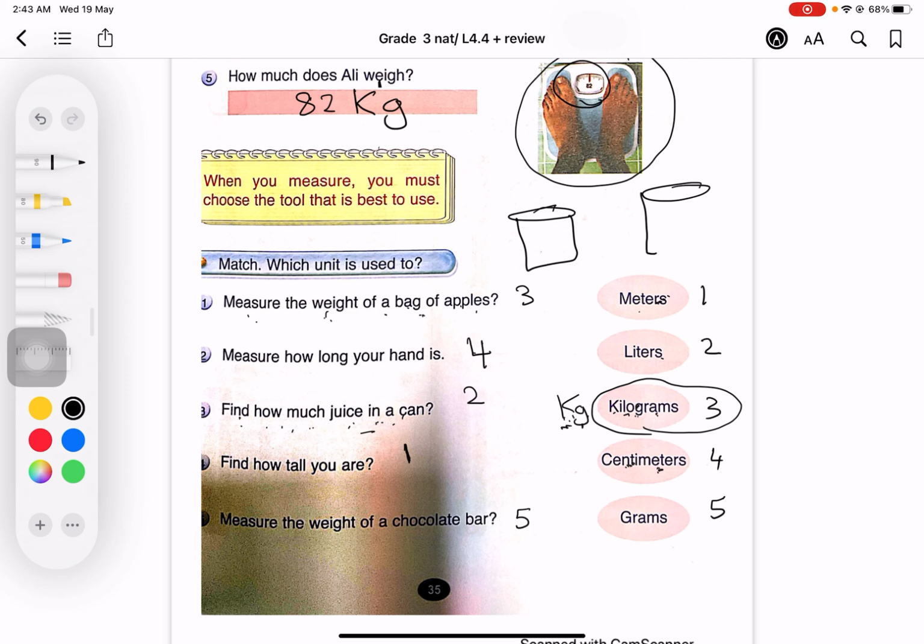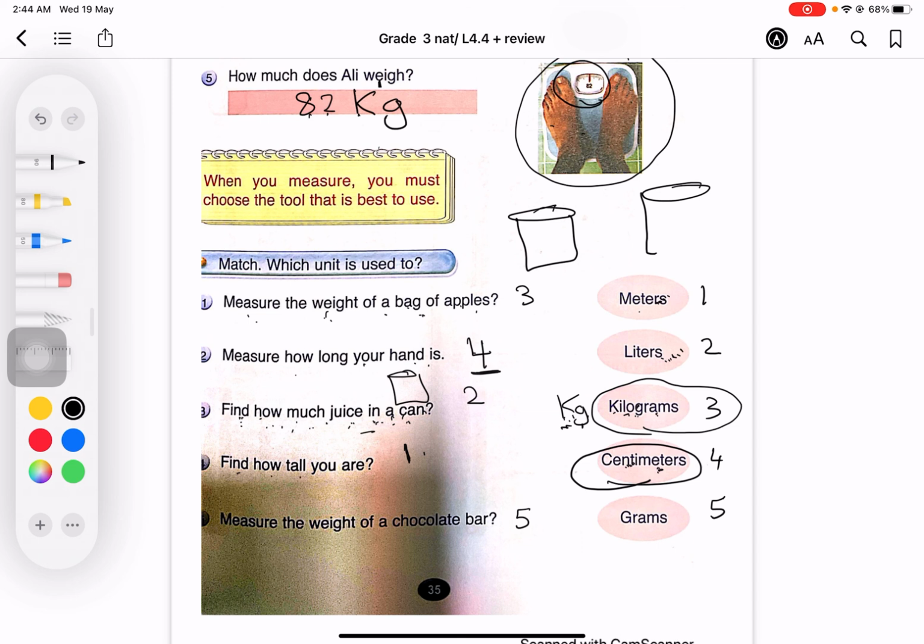Here, this question is very important. Measure the weight of a bag of apples. What are you going to use? Question number 3, kilograms. I can write kilograms or kg. These are the same. Measure big, heavier things using kilograms. If you want to measure yourself, his weight is 82 kilograms. Now, measure how long your hand is.